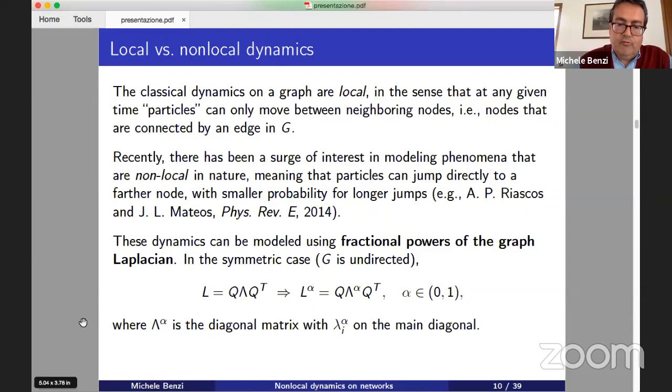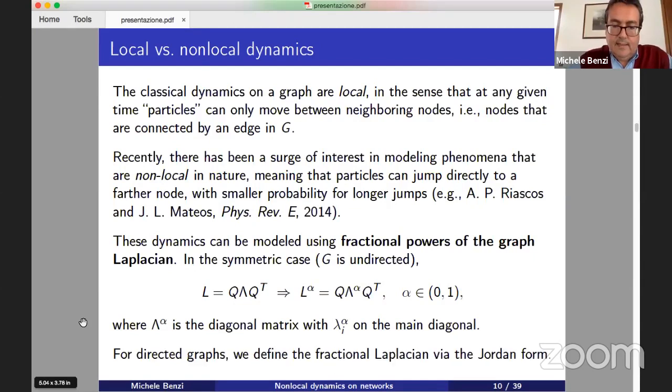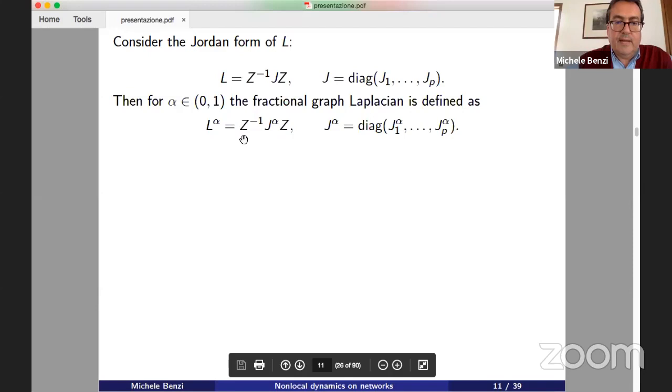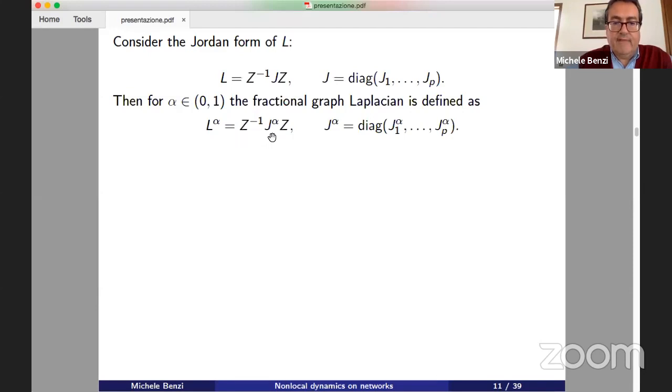If we want to extend this to the unsymmetric Laplacian, so to directed graphs, which is one of the things we did, we need to be a little bit more careful. We have to use the Jordan form, and we have to make sure that indeed these fractional powers are defined. So we write the Jordan form of L as a matrix J, which is a direct sum of diagonal Jordan matrices corresponding to distinct eigenvalues. There can be several Jordan blocks, of course, for each eigenvalue. Then we define the alpha power of L through the similarity transformation given by Z, just by taking the alpha power of J. So the alpha power of J is the direct sum of the Jordan matrices to the alpha power.